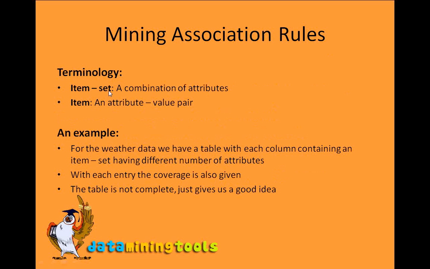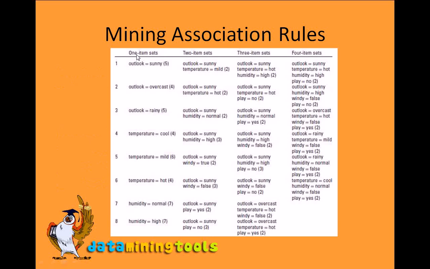We look at some of the terminology. An item set is a combination of attributes. An item is an attribute value pair. For example, for the weather data, we have the table with each column containing item sets. We have different numbers of attributes. Here you can see we have basically different columns. The first column contains one item set, so basically just one attribute and its corresponding value. This column contains two item sets, so two attribute value pairs. Similarly, three item sets and four item sets.